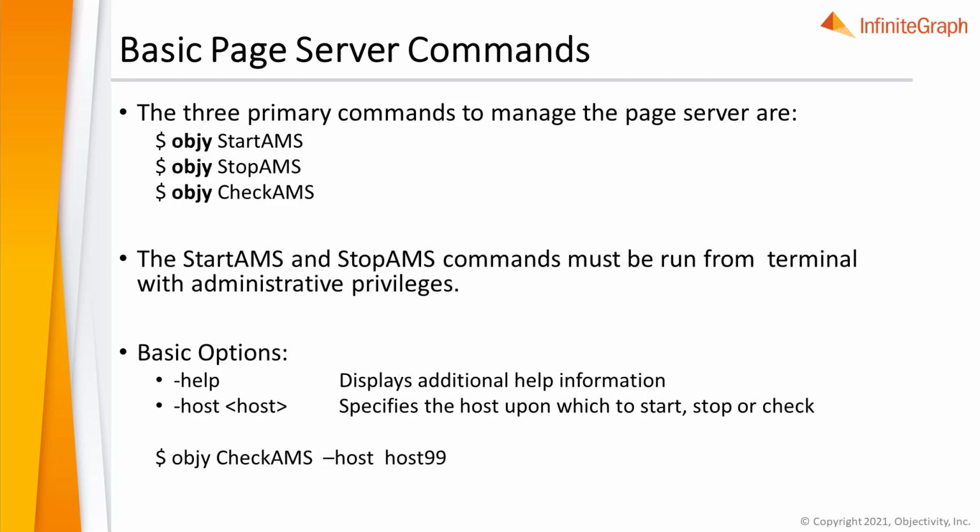For example, if we say obj_check_AMS -host host99, we are saying that we want to run the check command against the page server running on host 99. This allows us to start, stop, and check the page server running on a host different from the one that we're currently logged into.